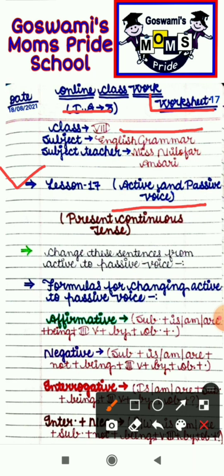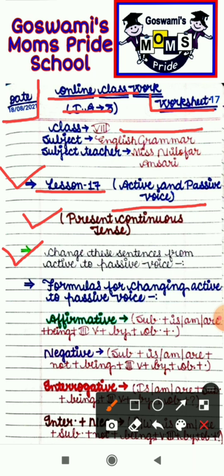Like always, before starting the work, you all have to mention today's date in your copies, that is 18 August 2021. With this you have to mention online classwork, and lesson 17 in your copies. Now you have to write the heading: present continuous tense, and change these sentences from active to passive voice.